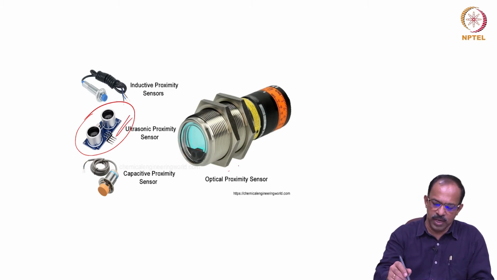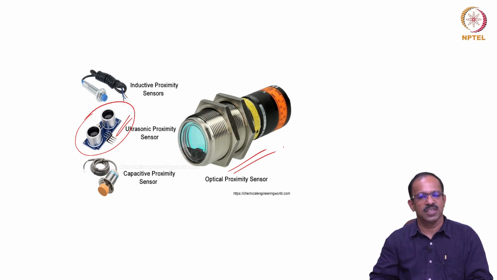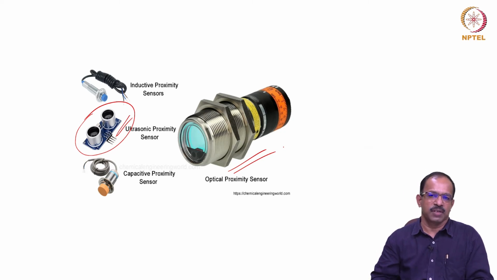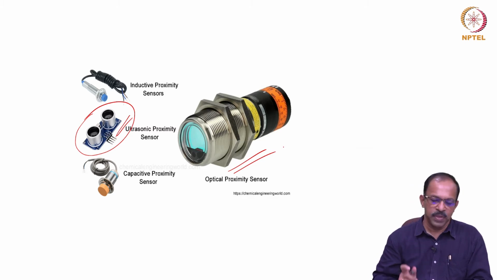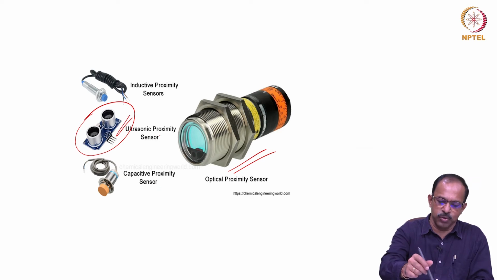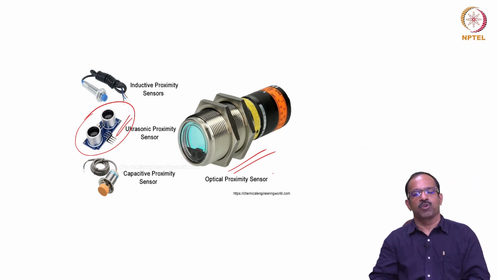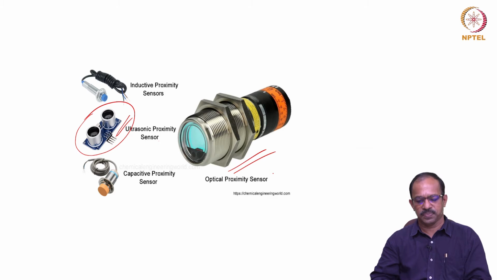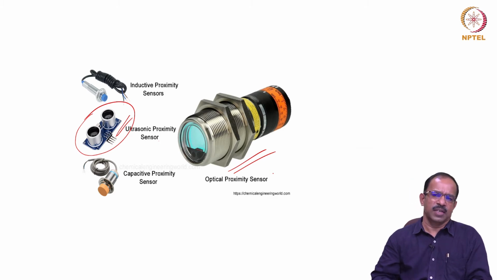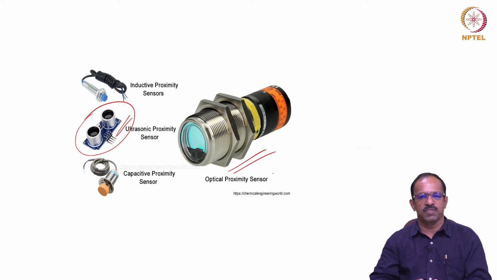Similarly, you have the optical proximity sensor, which also uses the reflection of light, with a receiver at the other end, and that also can be used for checking whether there is any object near the sensor. So we can go for inductive, capacitive, ultrasonic, or optical proximity sensors in robotics. As I mentioned, they just provide you the information whether the robot is close to an object or not.